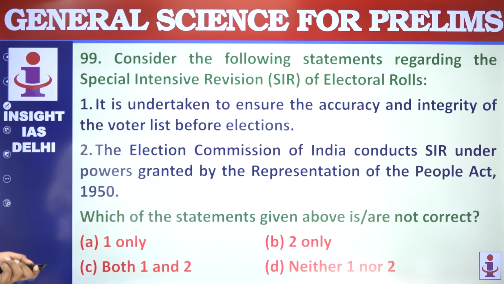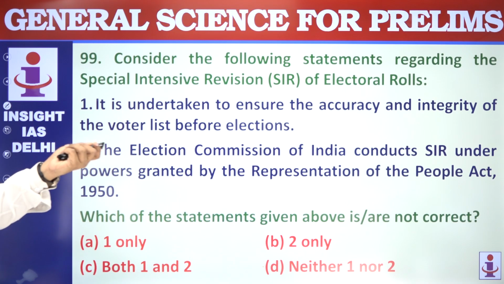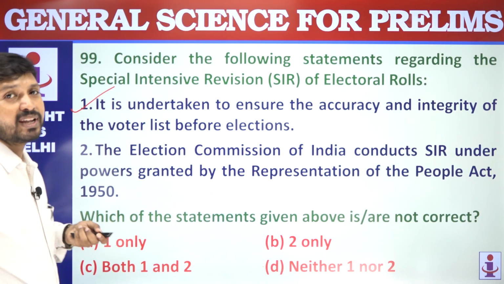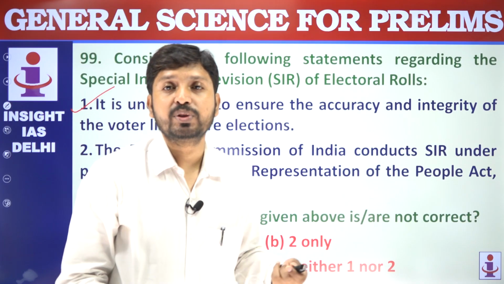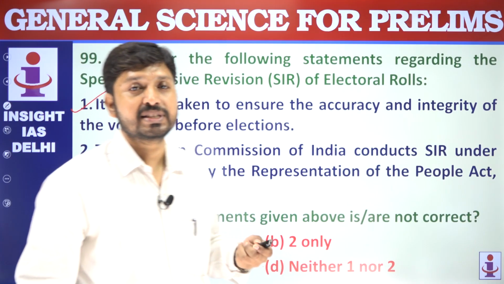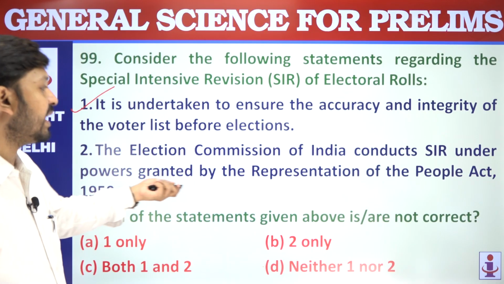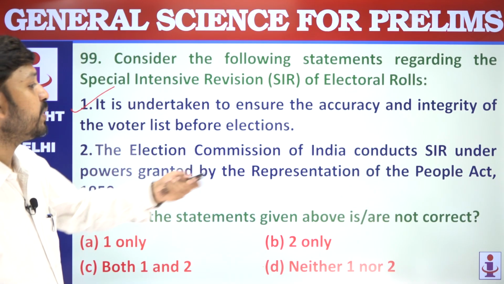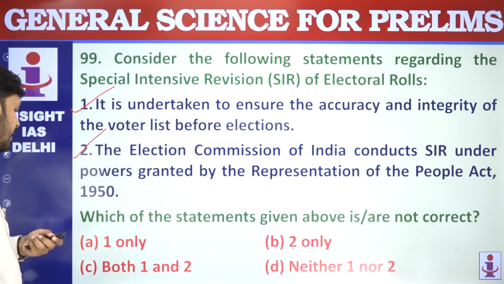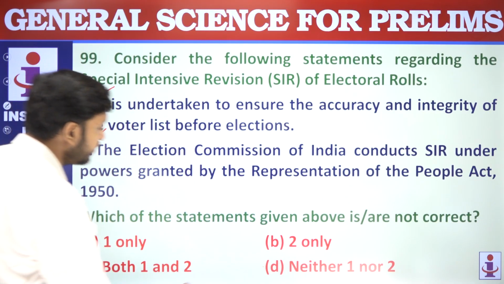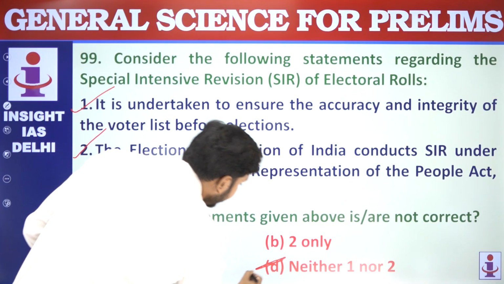So, next question. Consider the following statements regarding the Special Intensive Revision of electoral rolls. It is undertaken to ensure the accuracy and integrity of the voter list before elections. So before elections, the Election Commission will do this to have free and fair elections in the country. The Election Commission of India conducts SIR under the powers granted by the Representation of the People Act 1950. This is also correct. So 1 and 2 are correct, and they are asking for the not correct one, so it will go to option D.